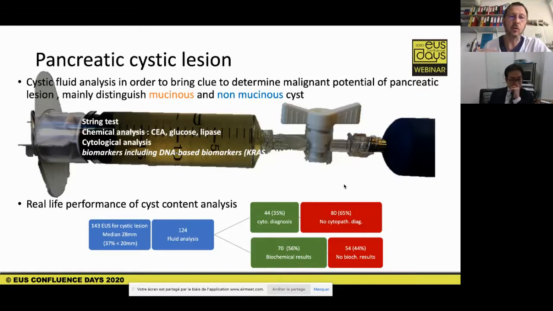However, if you look at the real-life performance of this cyst content analysis, and this is the experience given by De Jong, you see that the pathologic analysis is only helpful in these quite large series of more than 100 patients in 35% of the patients, and the biochemical results will help to distinguish the lesion in only 56% of these lesions, and this is size related.